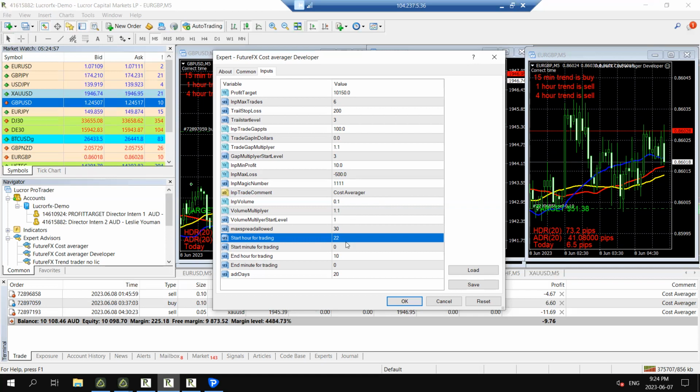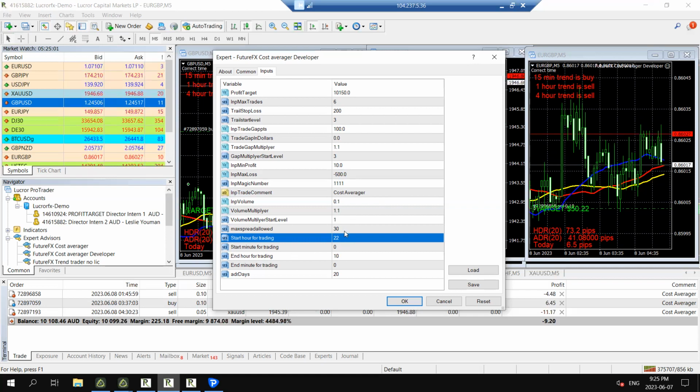So that's it. That's all the settings. I generally don't use the minutes myself, but you can fine tune it more and add the minutes in there as well. Other than that, you can just set the ADR days. So I've got it set at 20. That's why it's 20 there. You can change these settings whenever you want. So the highest daily range in the last 20 days was 73.2 pips.